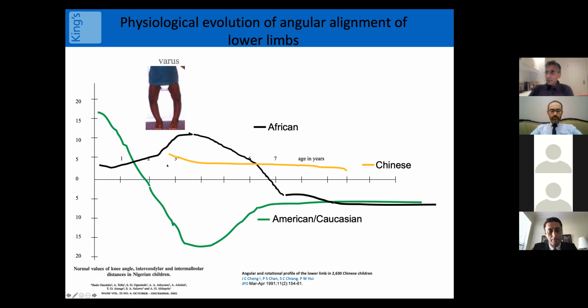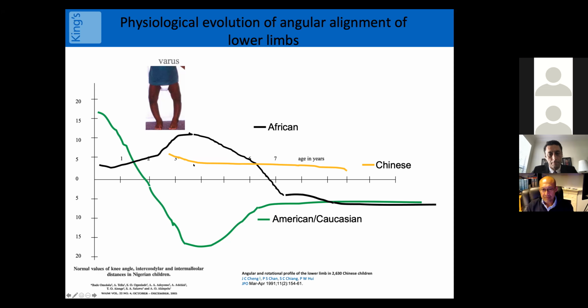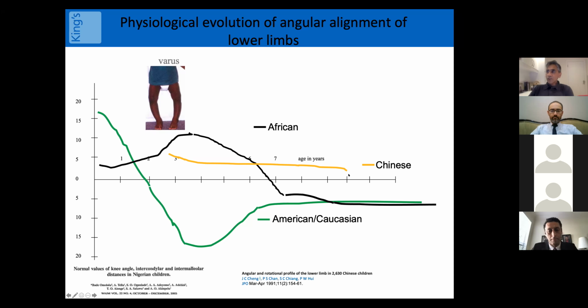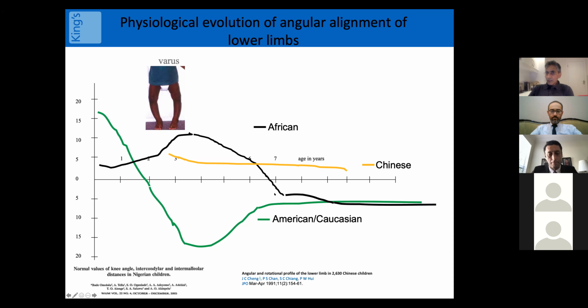Then there was a Chinese study, which again showed a very interesting finding: more Chinese kids are in varus for a very long time. Some of them have gone on to 11 as physiological varus and then improved. So this should be kept in mind. There was another study from India, which mimics the Caucasian more, except that the degrees are slightly different.